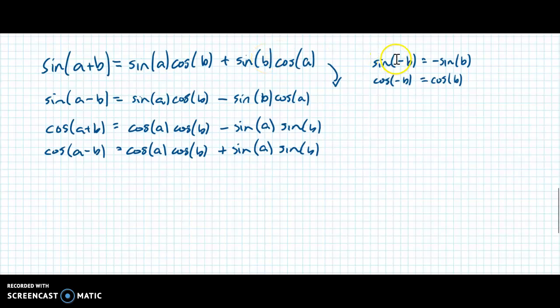Sine is an odd function. That says that sine of a negative something is the negative sine of that something. And cosine is an even function, which basically means that if you put a negative in here, it doesn't change the output at all. Why is that?